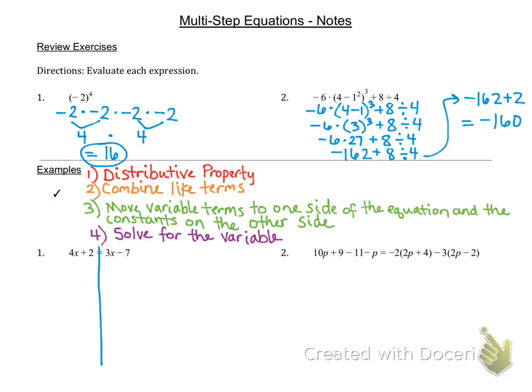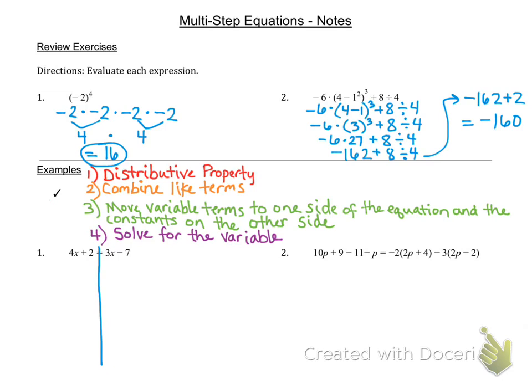Now remember, in order to combine like terms, the like terms have to be on the same side of the equation. So even though I see a 4x and a 3x, those are not on the same side of the equation, so I cannot combine those like terms right now. Okay, step 3. Move variable terms to one side of the equation and the constants on the other side. Let's start with that.